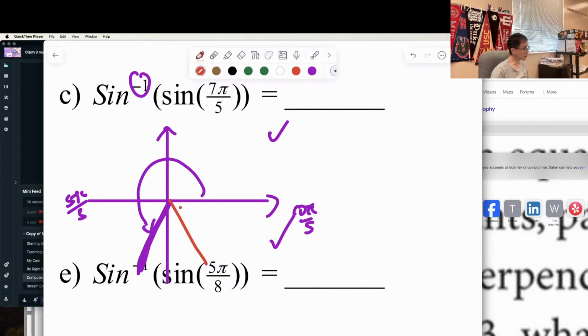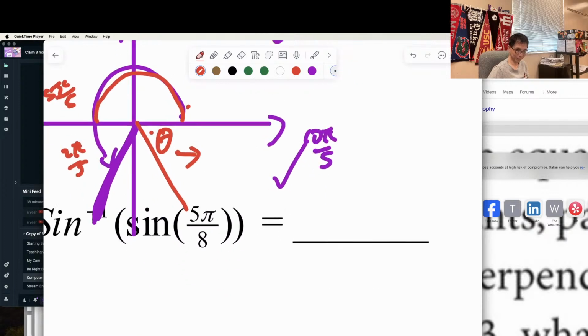Is that okay? And then you say, well, how do I know how far they open? I can figure out from here to here is 5 pi over 5. From here is 2 pi over 5, right? So this must be negative 2 pi over 5. My answer is negative 2 pi over 5. You want to try one?